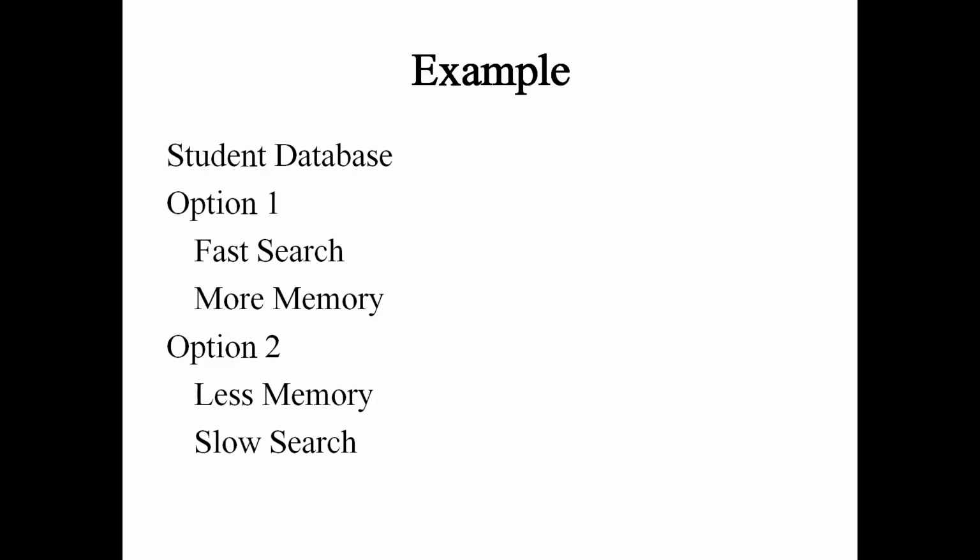Imagine a college database. Option 1 stores additional lookup tables. Searching becomes very fast, but memory usage increases. Option 2 stores only essential information. Memory usage decreases, but searching takes more time. Which option is better? The answer depends on application requirements.